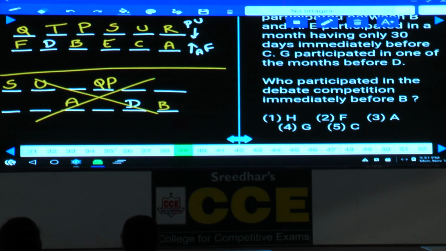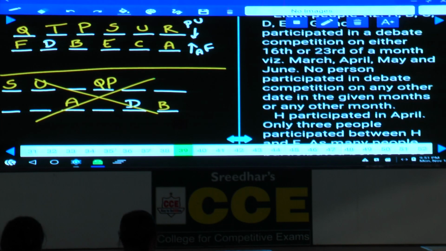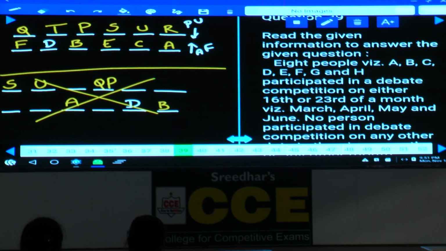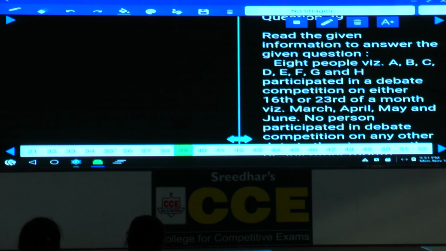Then question number 39 onwards. Now question number 39 is based on what? 8 people participate in a debate competition on either 16th or 23rd of a month. Now 4 months and 2 different dates were given. What are the months we have? March 16, March 23rd.